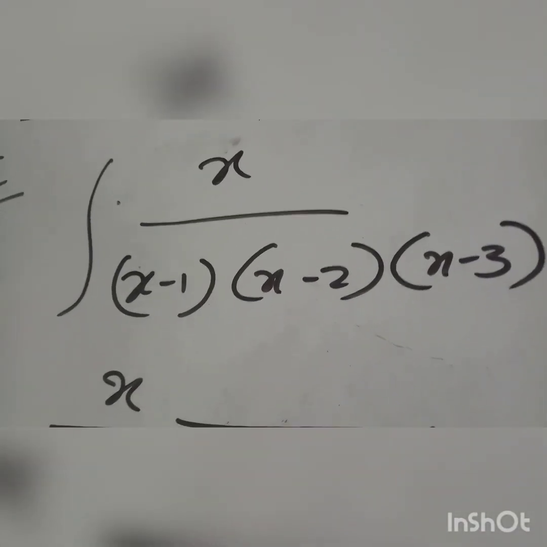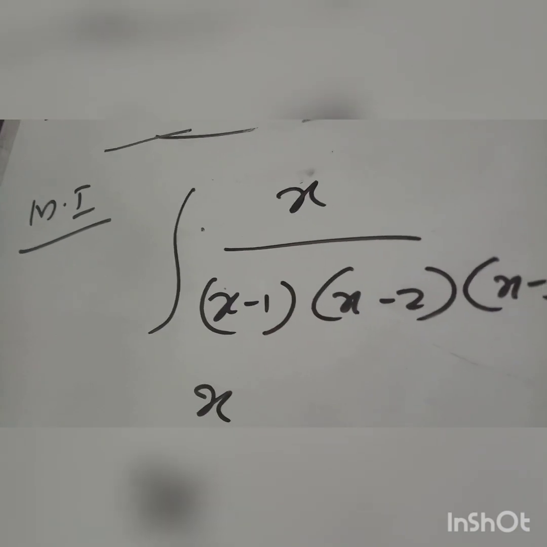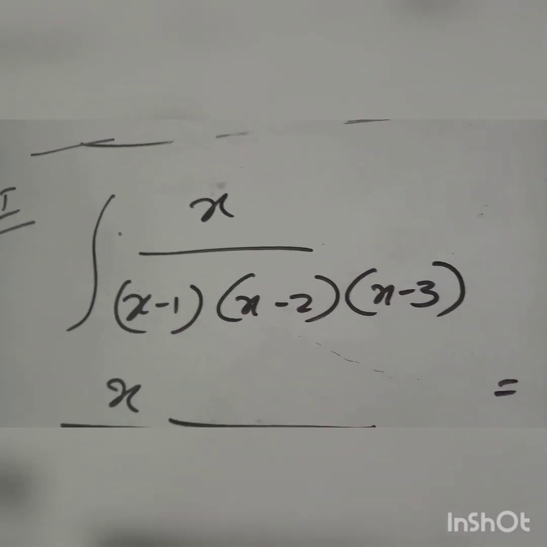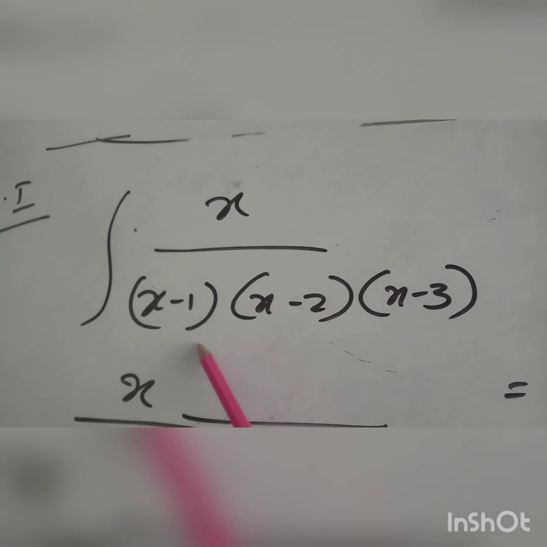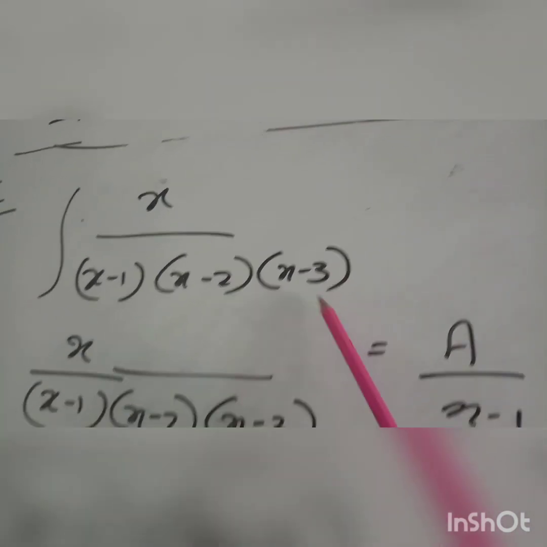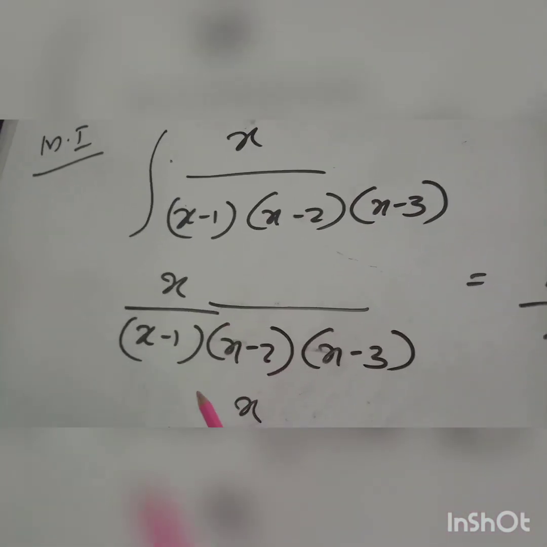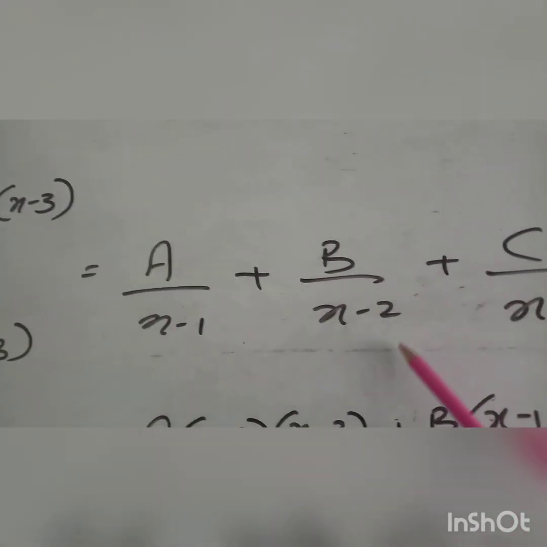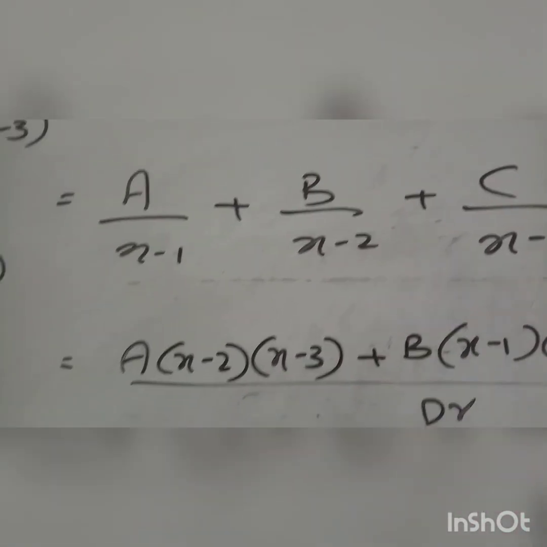Let us consider one more problem based on the same method, I mean the first method of partial fraction. Here the problem is x divided by (x minus 1)(x minus 2)(x minus 3). The denominator is a cubic degree equation and it is given in its corresponding linear factors. So let us convert x by (x minus 1)(x minus 2)(x minus 3) as a by x minus 1, b by x minus 2, plus c by x minus 3.